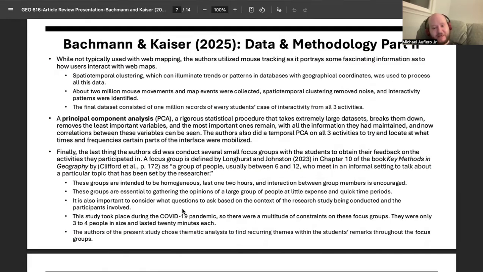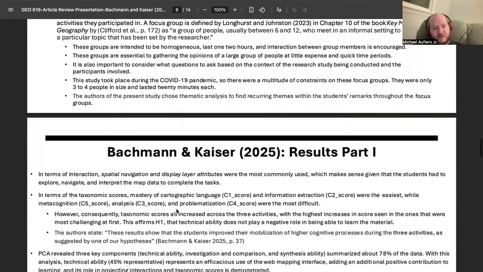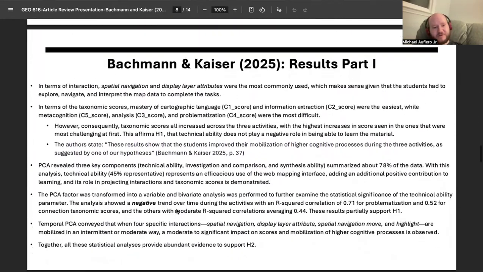But for this particular study, because of the COVID-19 pandemic and limitations of the school, the researchers could only conduct 4 focus groups, I believe, with 3 to 4 people, and that only lasted 20 minutes each. All right, so now we're going to talk about the results.